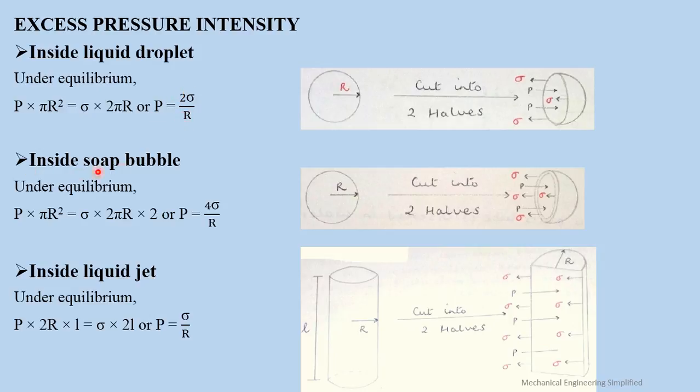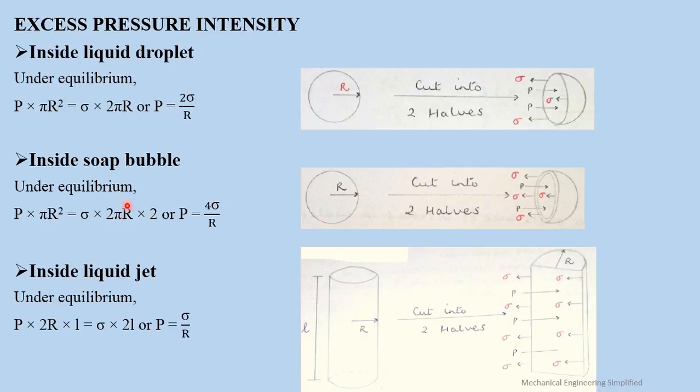In case of soap bubble, what will happen? This thing will remain the same, and this will get multiplied by 2 because the soap bubble is hollow from inside. In case of liquid droplet, it is not hollow, it is completely filled with liquid. Whereas in case of soap bubble, there are two surfaces and it is hollow from inside. That is why 2 is coming here, because surface tension multiplied by length will give you the force. And what will be the length? That is 2 pi r into 2.